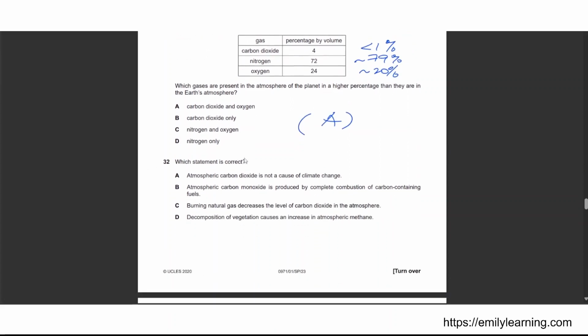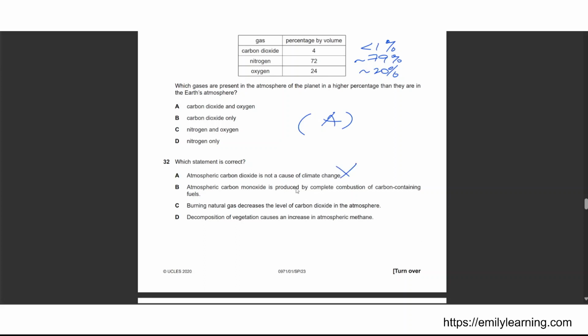Question 32, which statement is correct? Atmospheric carbon dioxide is not a cause of climate change. No, if you have too much carbon dioxide, it results in global warming because carbon dioxide is a greenhouse gas. It can absorb heat, so it makes the earth warmer. So this is not correct.